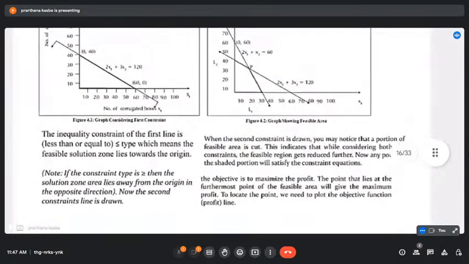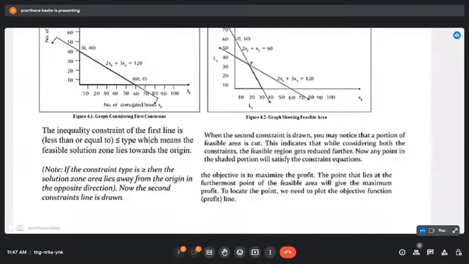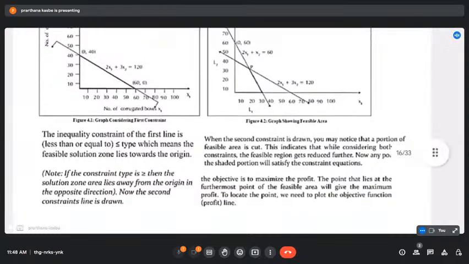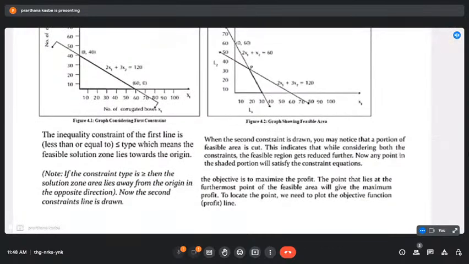Constraint line shows that when the second constraint is drawn, you may notice that the proportion of feasible area is cut. This indicates that while considering both the constraints, the feasible region gets reduced further. For example, here the 70 shows the reduction further. Now, any point of the shaded portion will satisfy the constraint equation. The objective is to maximize the profit and minimize the cost.